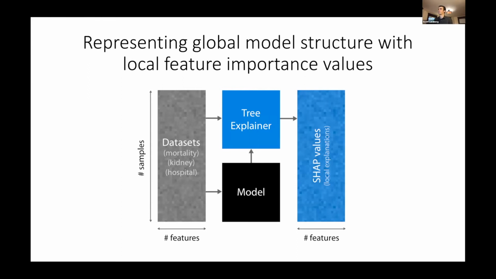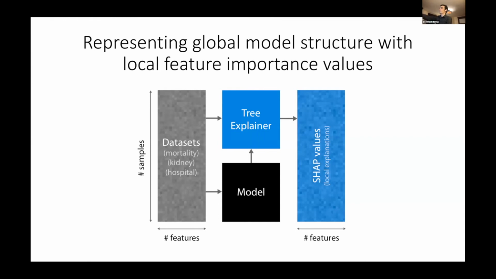Okay, so now that we have that intuition under our belt, let's talk about how you can represent global model structure with these local feature importance values. I'm going to talk about it from a tabular data structure viewpoint, but again, you can do something similar in many ways for text and images. For simple tabular data, you have rows, which represent samples, and then you have a set of features. When you plug that into a model, of course, you get an output. We're going to assume that output is a single number, but of course, you can run it for multi-output models, and you're just going to get one explanation for each output.